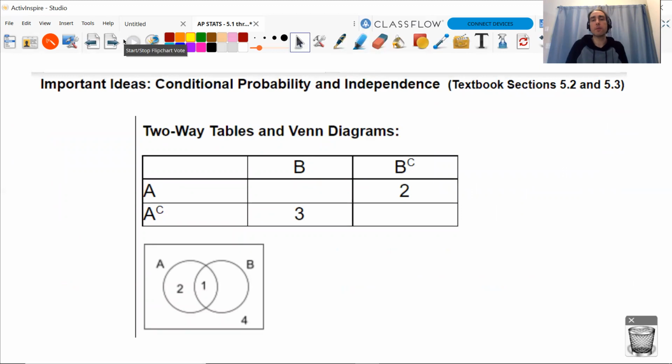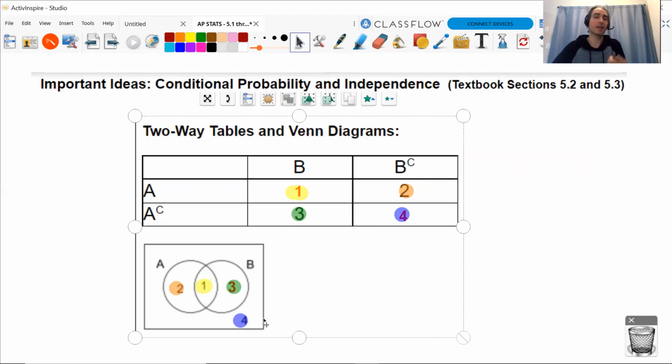So let's go over some important ideas. In a two-way table and Venn diagram, you can lay out the same data. It looks a little bit different, but you can see here the overlap typically is the yes for both. The not for one but the yes for the other is one of the Pac-Man. So in this case, the left Pac-Man, this 2, is yes A but not B. And then the right Pac-Man, the 3, is yes B but not A. And then of course there's always going to be some left over on the outside, and that's the not for both of them.